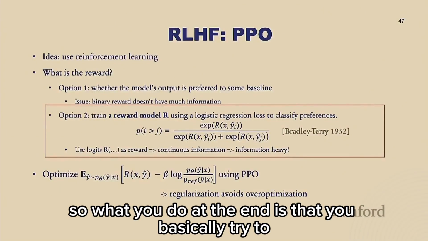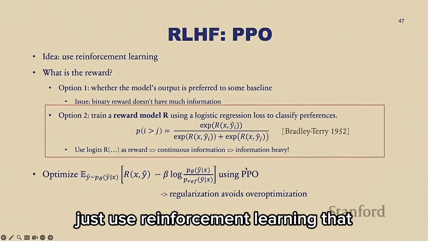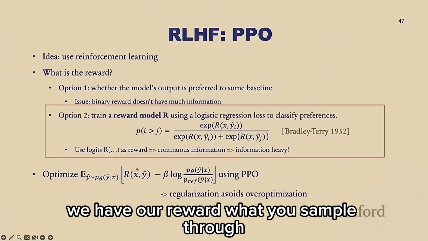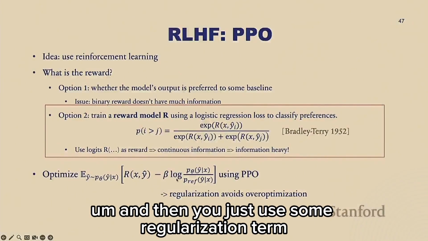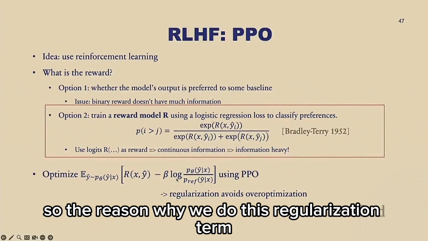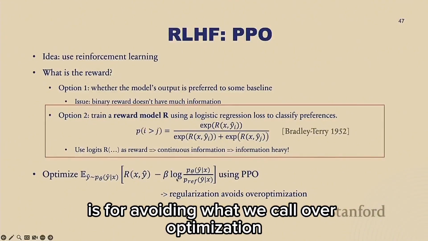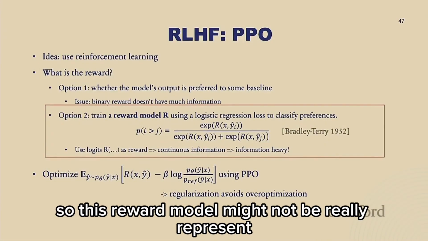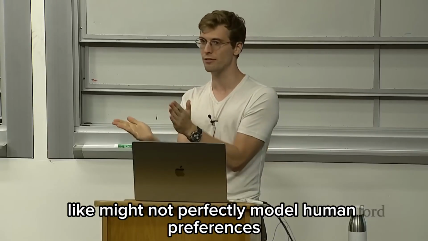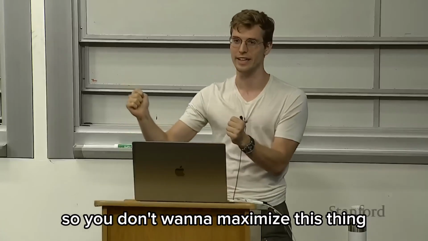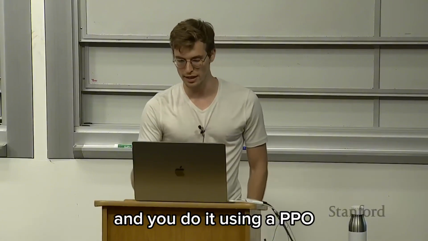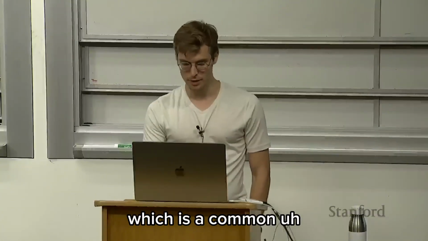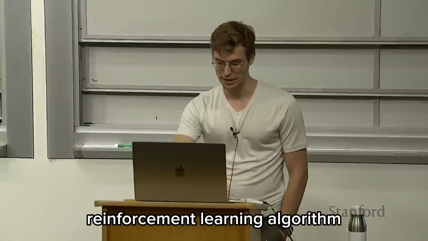So what you do at the end is you basically use the reinforcement learning that you know about. Now we have our reward. What you sample through is the generation from your large language model. And then you just use some regularization terms. The reason why we use this regularization term is for avoiding what we call over-optimization. This reward model might not perfectly model human preferences, so you don't want to maximize this thing to essentially infinity. And you do it using PPO, which is a common reinforcement learning algorithm.